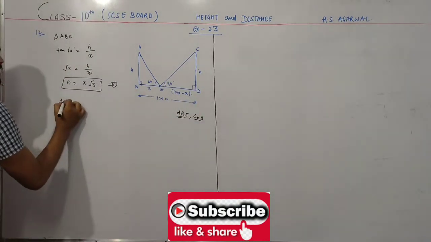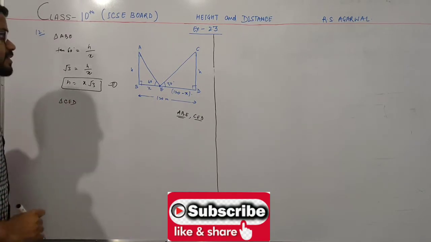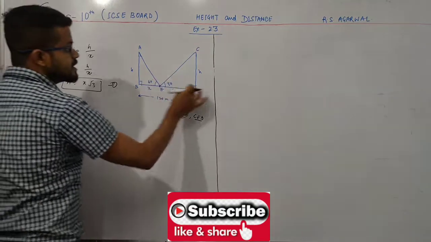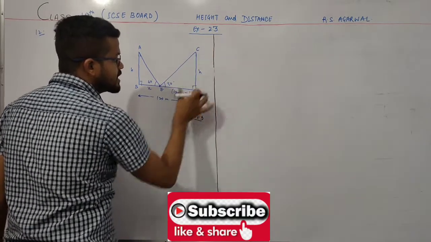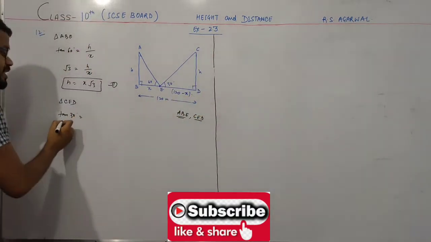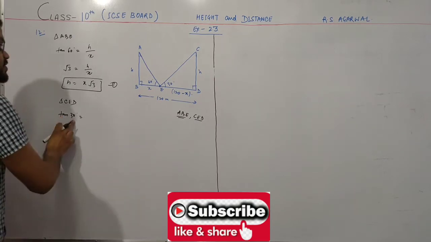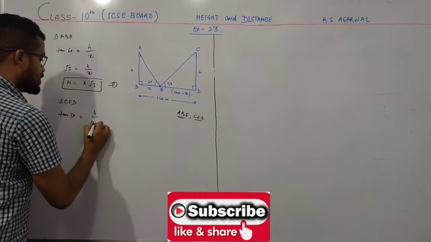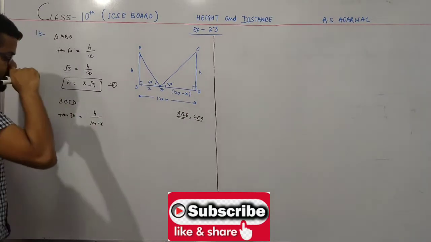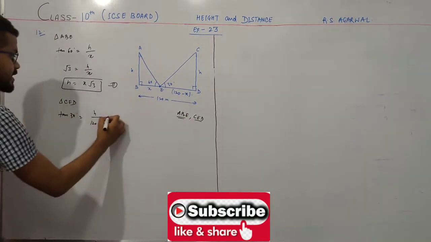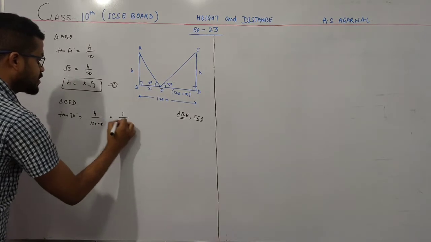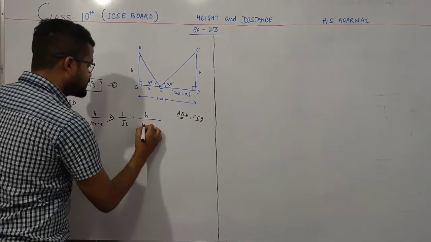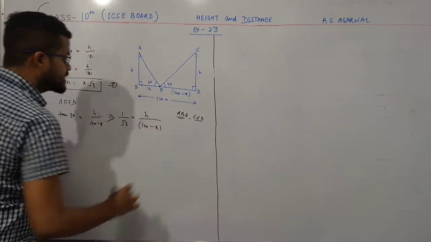Now again we use triangle CED. Here tan 30 degrees, this is the 30 degree angle, again this is the height and this is the base. So tan 30 degrees equals height H upon base 120 minus X. The value of tan 30 degrees is 1 by √3, so 1 by √3 equals H upon 120 minus X.